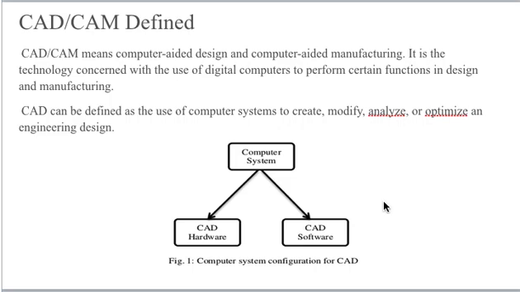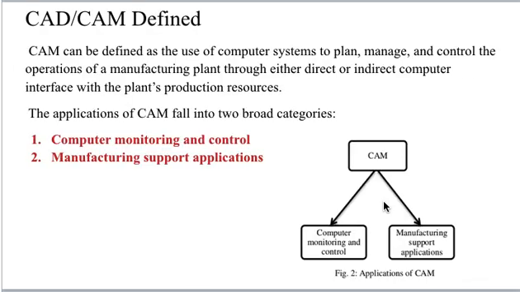Computer-aided manufacturing, CAM, can be defined as the use of computer systems to plan, manage, and control the operations of the manufacturing plant through either direct or indirect computer interface with the plant's production resources.